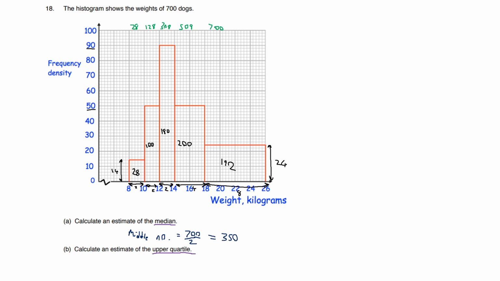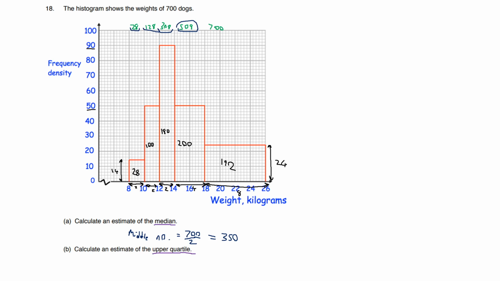So now, where would the 350th number be located? Will it be in this bar? No, because 28 is a smaller number than 350. Will it be in this bar? No, because 128 is a smaller number than 350. Will it be in this bar? No, because 308 is a smaller number than 350. Will it be in this bar? Yes, it will. It's going to be in this bar. The question is by how much?